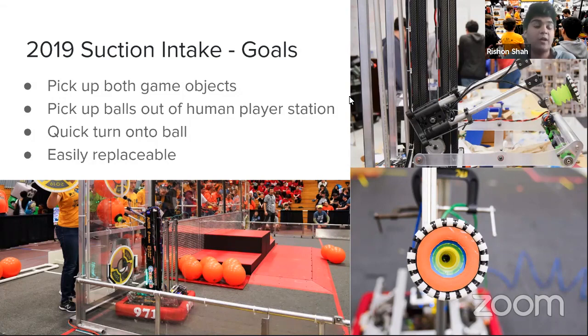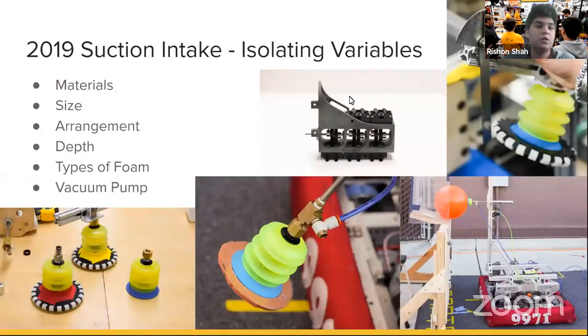And then a goal that we developed really late into the season, once we were almost done with the suction cups, was being able to minimize the time it would take to replace the suction cups in the heat of the competition. So we'll talk more about how all of these goals influenced our decision making and the prototyping process in the next slide.